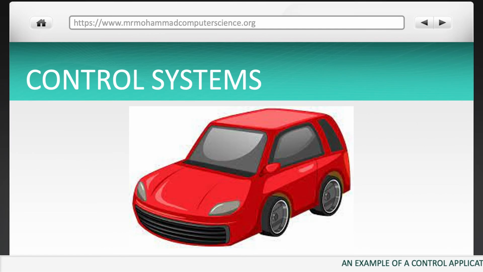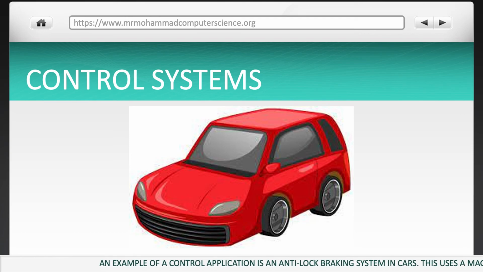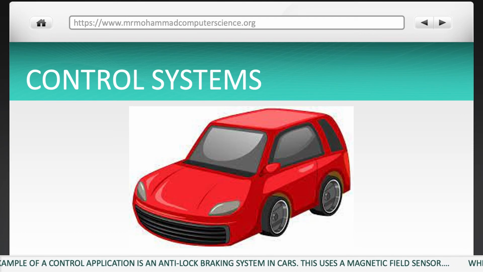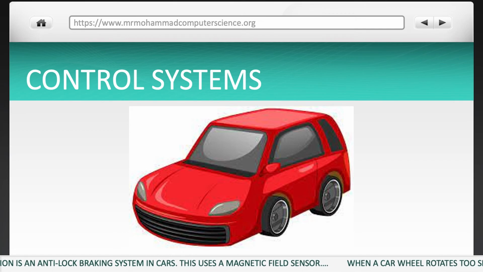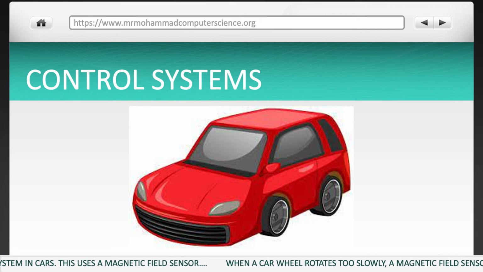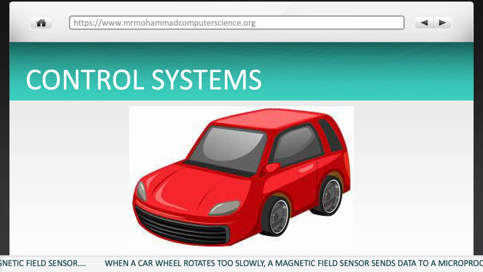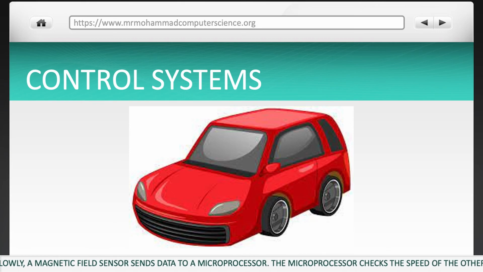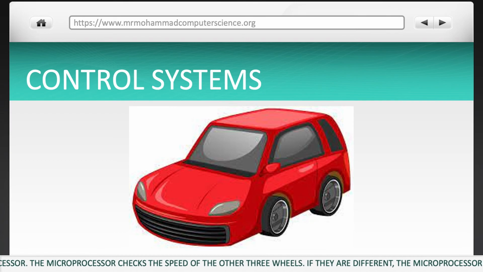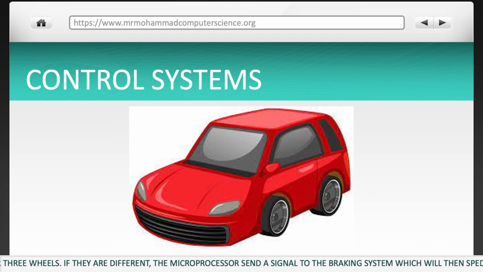An example of a controlled application is an anti-lock braking system in cars. This uses a magnetic field sensor. When a car wheel rotates too slowly, a magnetic field sensor sends data to a microprocessor. The microprocessor checks the speed of the other three wheels. If they are different, the microprocessor will send a signal to the braking system, which will then speed up the wheel to match the speed of the other wheels.